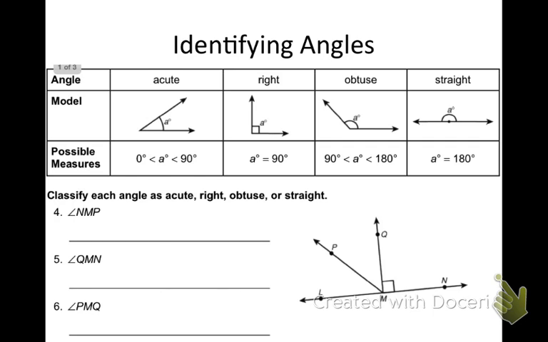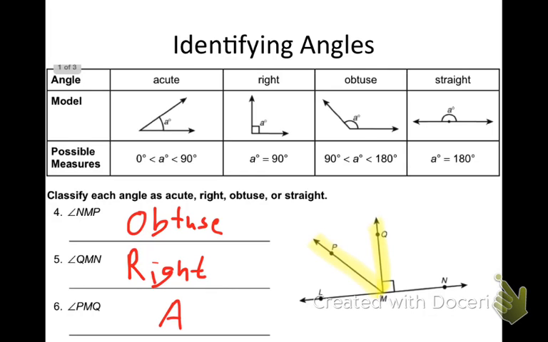So if I want to look at angle NMP, I want to identify angle NMP. How would you classify angle NMP? Luis, what would you say? That would be obtuse. Good work, sir. Next, I want to do angle QMN. Maxie, what about angle QMN? That is a right angle. And last, I want to say angle PMQ. Hannah, what about angle PMQ? Can Audrey see it? That'd be an acute angle. Good work. That's an acute angle.